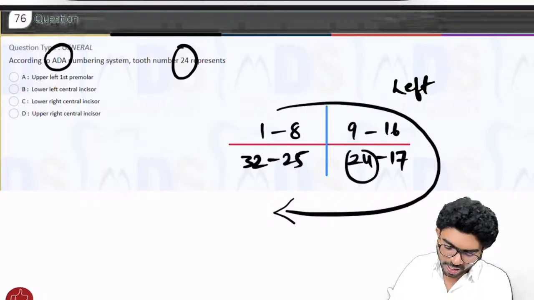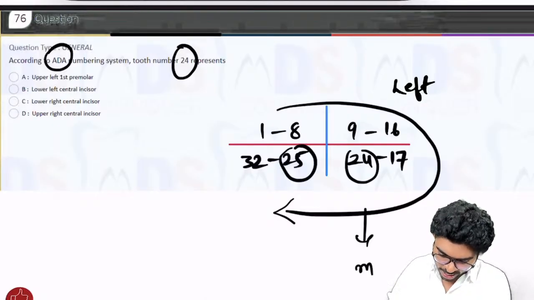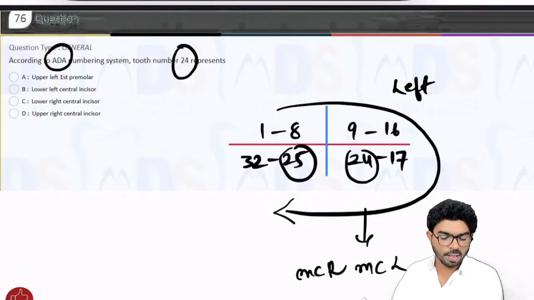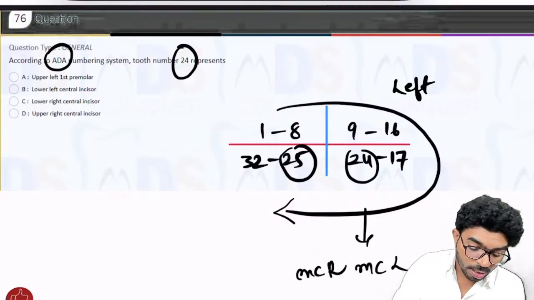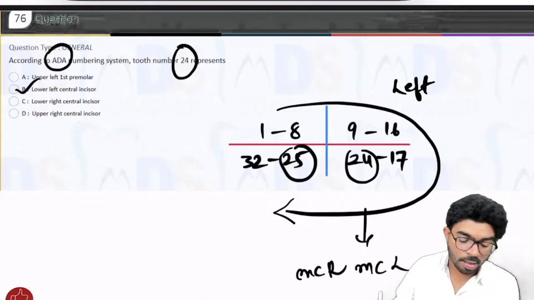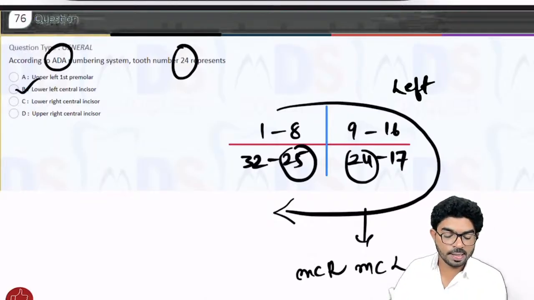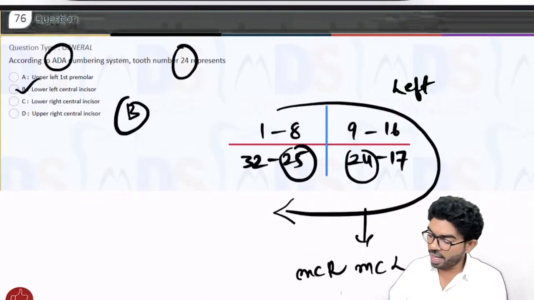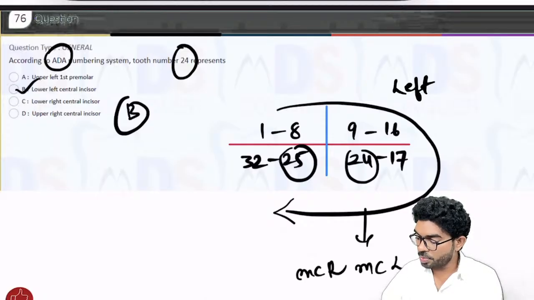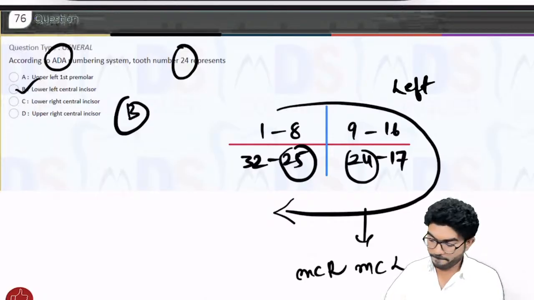24 and 25 are nothing but mandibular central left and mandibular central right. So the question is lower mandibular central left, lower left central incisor. The answer is option B.